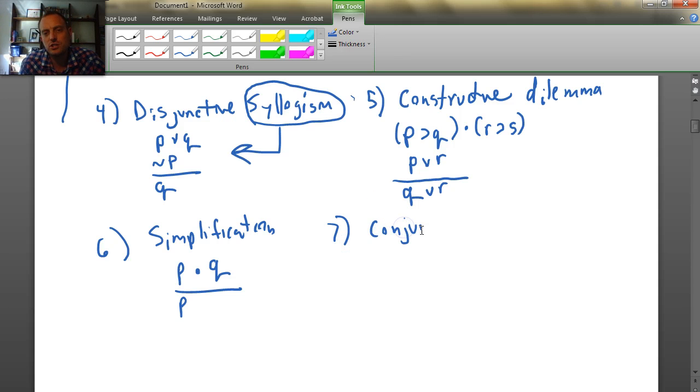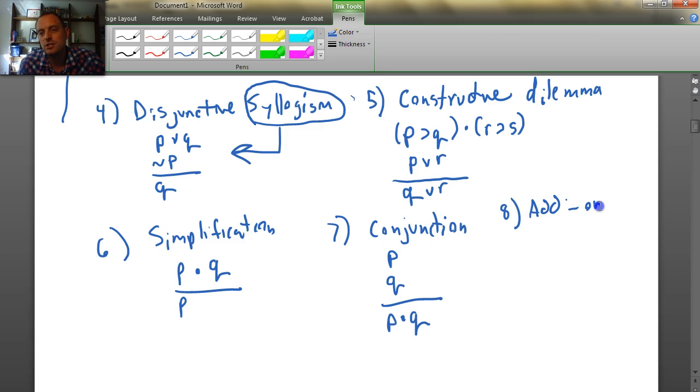And the rule of conjunction says that I can always combine any two premises that are true. So if I have P and I have Q on separate lines in my argument, I can always combine them by using a conjunction. And then the last rule here, number 8, is the rule of addition.